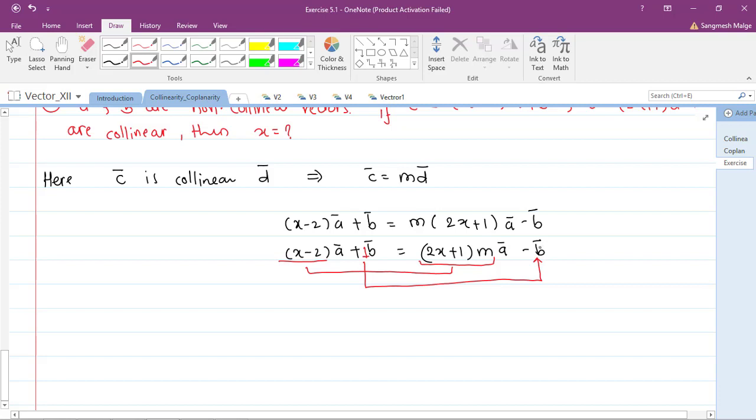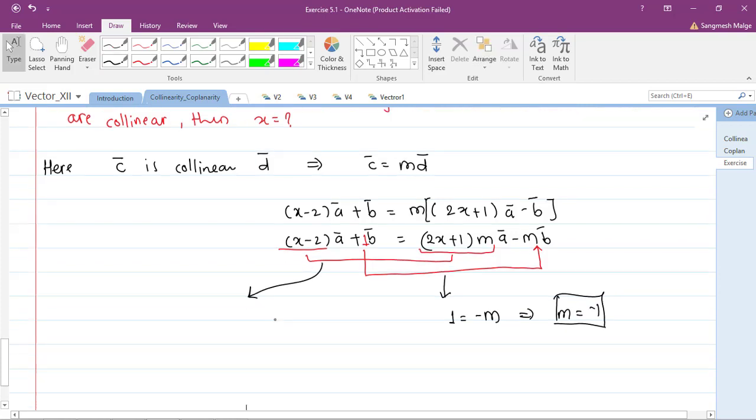Okay, so this should be okay. Here we should have the m. So this is minus, the whole bracket will remain like this, equal to minus m into b bar. So from the coefficient of b, 1 equals minus m. So what is m? m is minus 1. m is minus 1.